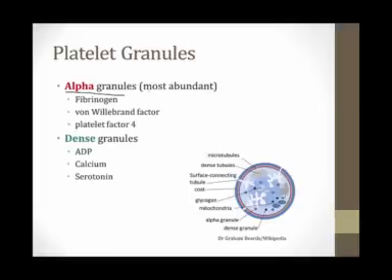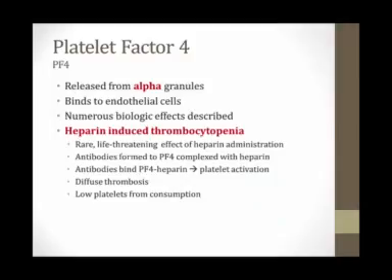The alpha granules, which are the most abundant granules in platelets, contain fibrinogen, which is important for the coagulation cascade. They also contain von Willebrand factor, which we talked about before, and they also contain platelet factor 4, which we'll talk about in a minute. The dense granules contain ADP, which can activate other platelets. They also contain calcium, which is necessary for the coagulation cascade, and they also contain serotonin, which we'll talk about in a minute.